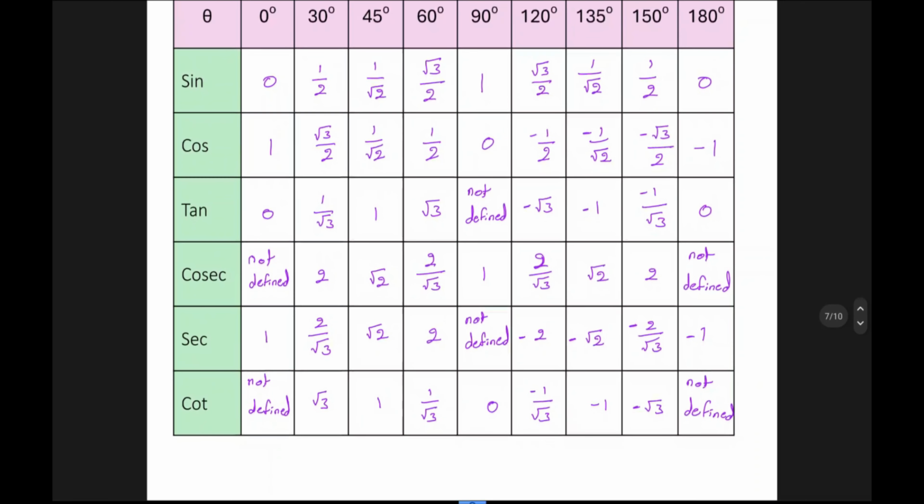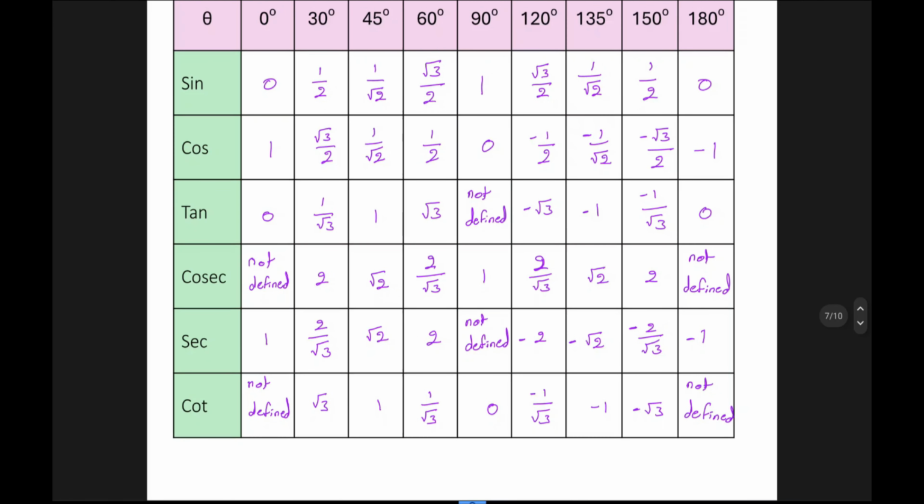Cosecant, it is 1 by sine theta. So it is all the reverse values. 1 by 2 becomes 2. 1 by root 2 becomes root 2. Root 3 by 2 becomes 2 by root 3. And 1 becomes 1. 1 by 1 is 1. So anything 1 by sine theta, 1 by 0, here it becomes not defined. That's it. Here also it becomes a mirror. Similar to sine, all the values are positive. 2 by root 3, 2 by root 3. Root 2, root 2. 2, 2. Not defined, not defined. That's it.